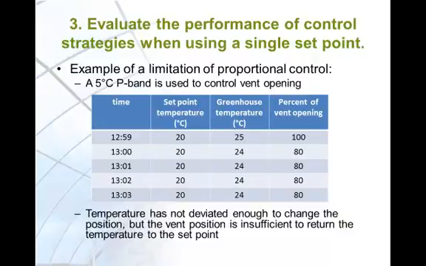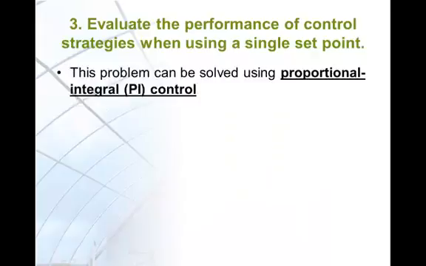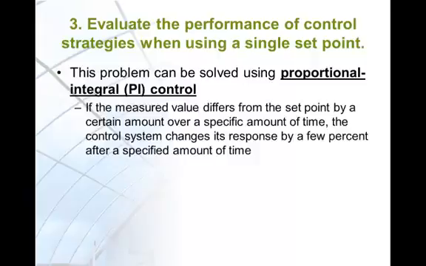Temperature has not deviated enough to change the vent position, but the vent position is insufficient to return the temperature to the set point. Is there a solution to this problem? Yes, there is a solution. The problem can be solved using proportional integral, or PI, control. If the measured value differs from the set point by a certain amount over a specific amount of time, the control system changes its response by a few percent after a specified amount of time.